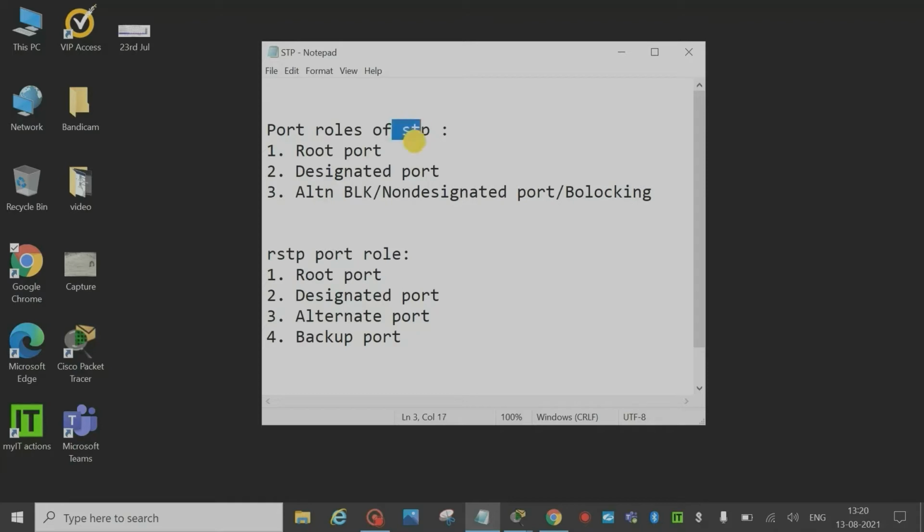STP port roles: root port, designated port, alternate blocking or non-designated or blocking port. In RSTP: root port, designated port, alternate port, backup port. Now we will see all these ports one by one.